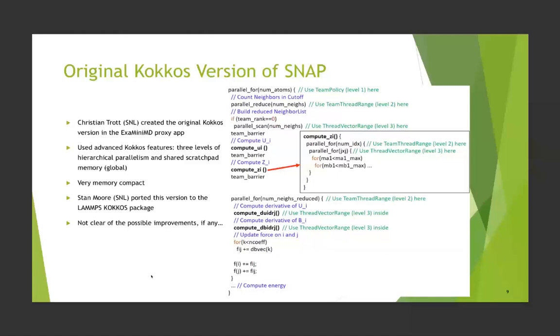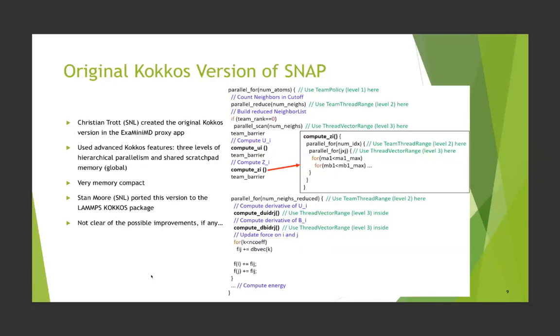All right, so Aidan did a good job describing the original CPU version of SNAP, and Christian Trott from Sandia took this CPU version and created a Kokkos version in a proxy app called ExaMiniMD. ExaMiniMD was part of the CoPA ECP project. It's a proxy for LAMMPS, but only has a couple of potentials. And if you're not aware, Christian Trott is one of the core developers of Kokkos. He's also an expert on CUDA programming and GPU optimization.